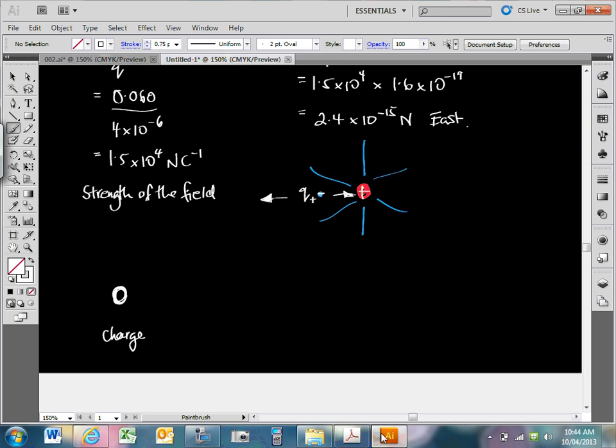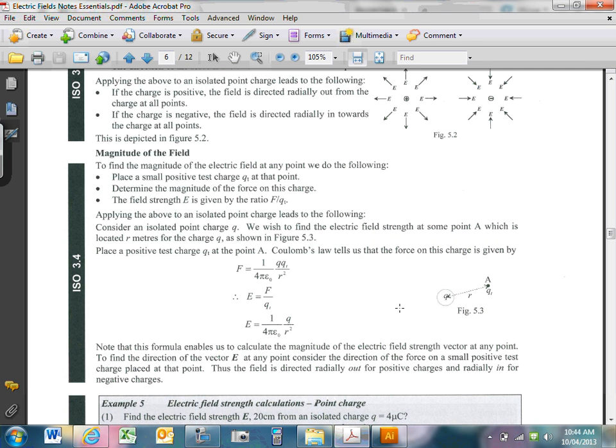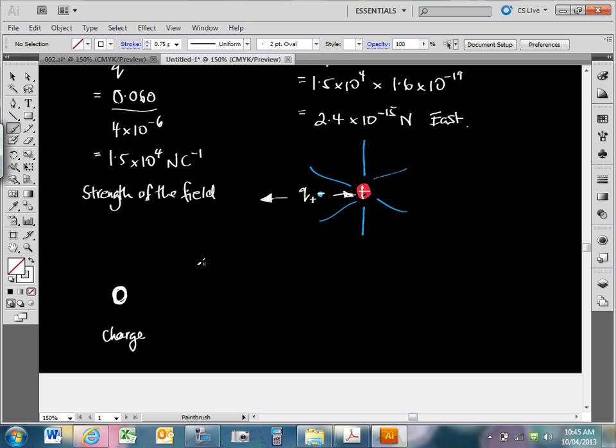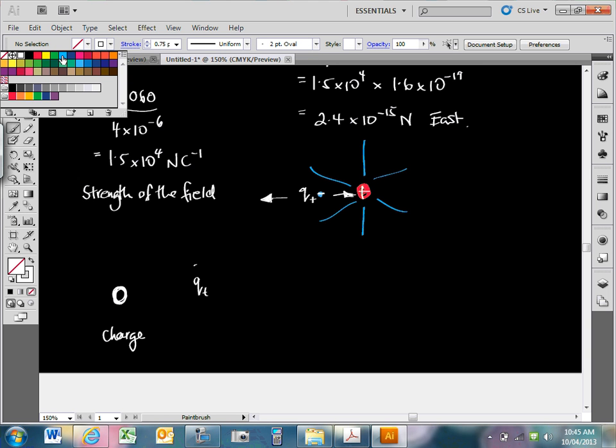And we place, what do they call that? QT. Charge test, so that says test charge. Okay, QT, tiny little q. Some test charge. It's located R meters from the charge.